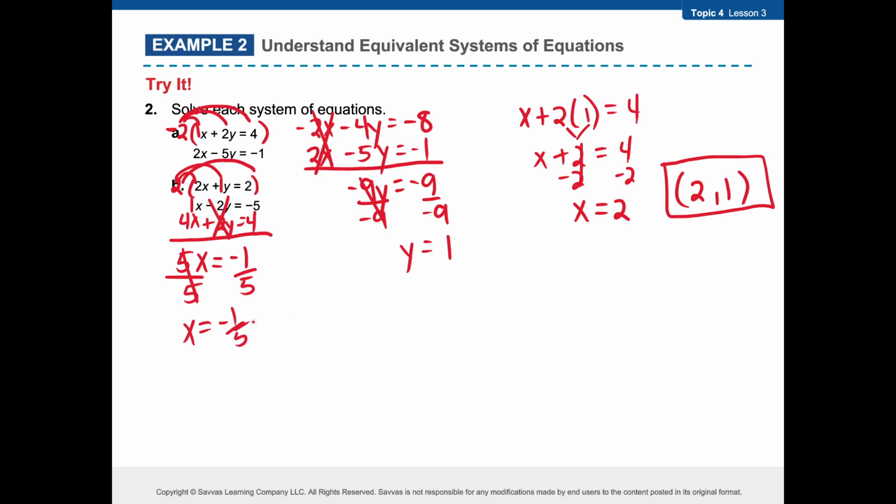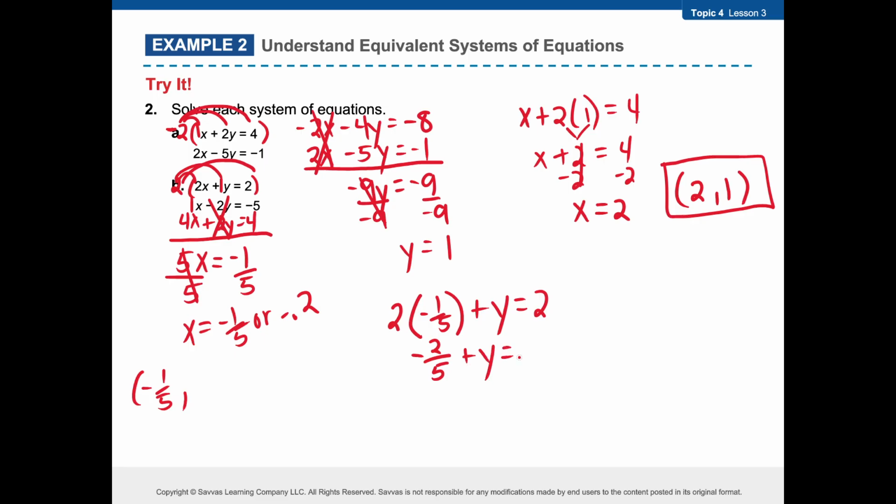This would be a simplified negative 1/5, or if you want to turn it into a decimal, negative 0.2. So I'm going to keep my fraction, and I'm going to do the top equation. So 2 times a negative 1/5 plus y equals 2. 2 times a negative 1/5 is a negative 2/5. Add 2/5 to both sides.